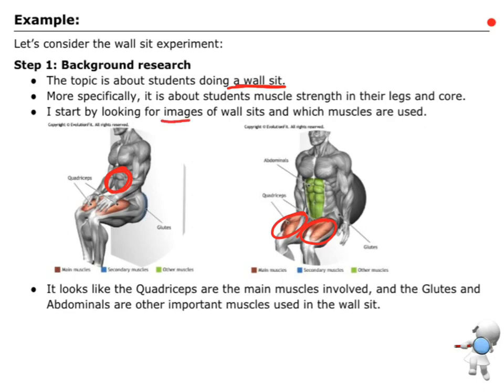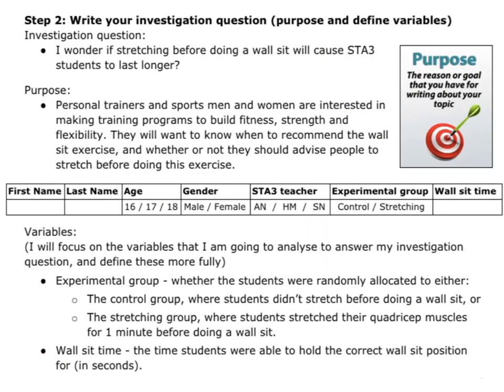So I'm going to start looking at some images and try and figure out what muscles are being used. And that's when I go and find these diagrams, and I can read from the research that it looks like the quadriceps are the main muscles, and also glutes and abdominals. So I identified that maybe it was the abdominal muscles, but I hadn't identified the glutes. So that's something else that I need to take into account. So there's some background research, just finding out more about what is involved in a wall sit, what muscles are involved. Then the next step is to write your investigation question.